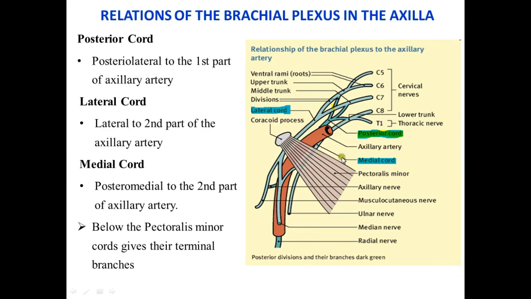Then the medial cord. You can see over here, the medial cord is present on the posterior side, but on the medial portion. We can say posteromedial to the second part over here. That is the second part of the axillary artery. Below the pectoralis minor muscle, this is the pectoralis minor muscle, just below that the terminal branches of the nerves are emerging from there.